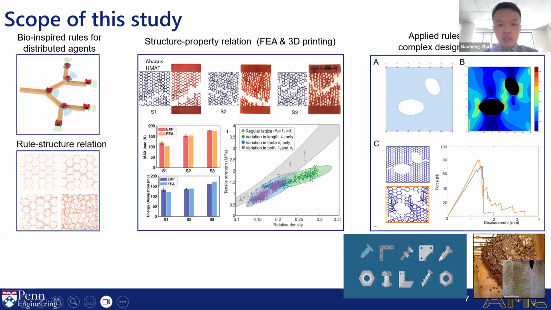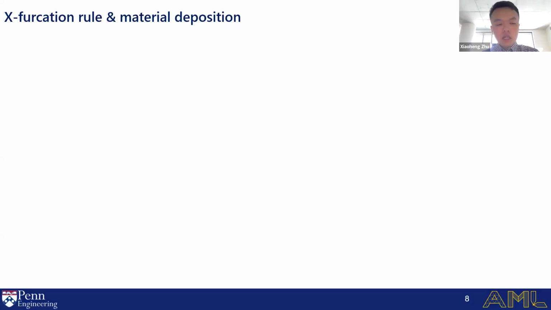And finally, for this relation, this is called a structural property relation. So the core of this work is called the rule structural property relations. So finally, we apply our rules into a heterogeneous design space and try to have some applications. So let's start with our rules. This is called the bifurcation rule or the exfiltration rule.